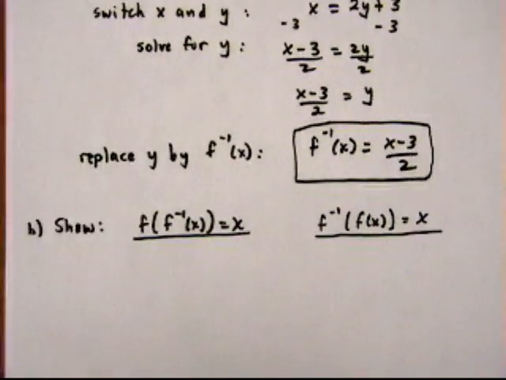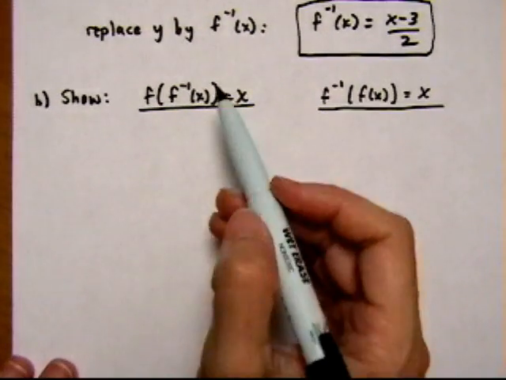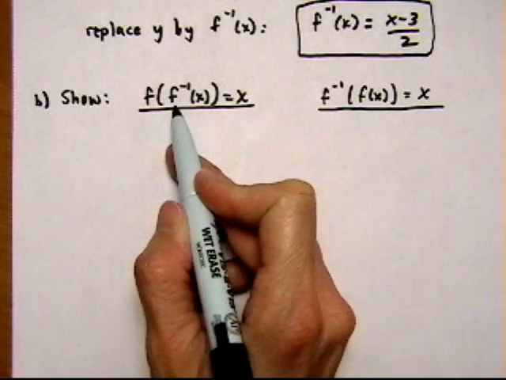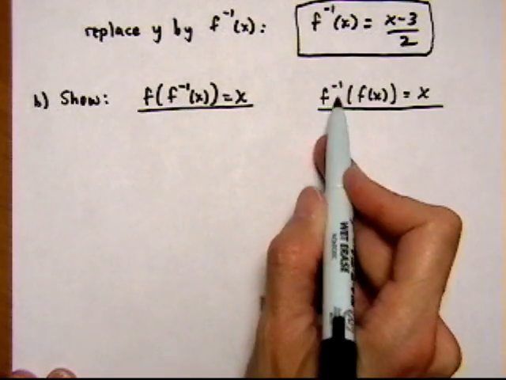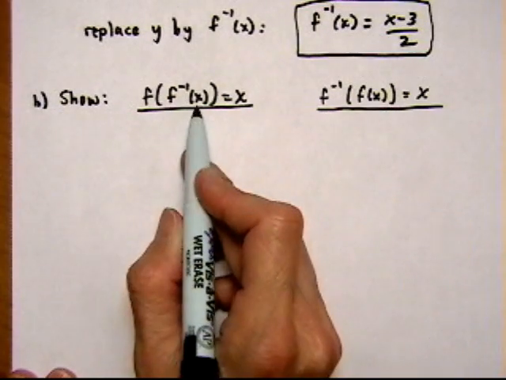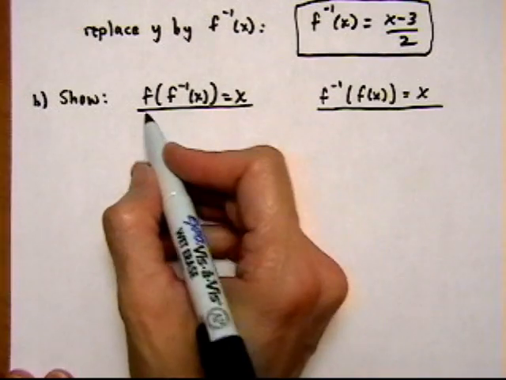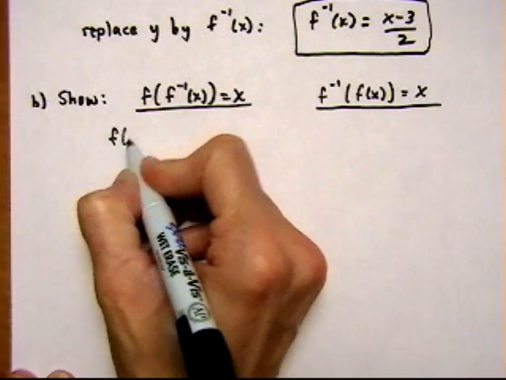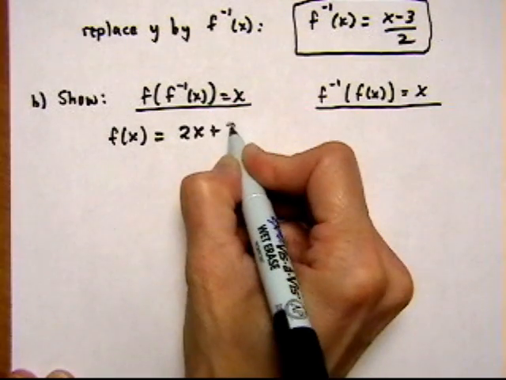And it's good to check it and make sure we found it correctly, and we can do that by making sure that f and its inverse undo each other. So whether we start with f or we start with the inverse function, when we put in an x, eventually we should get the x back out again. Let's start with f of x. f of x is equal to 2x plus 3.